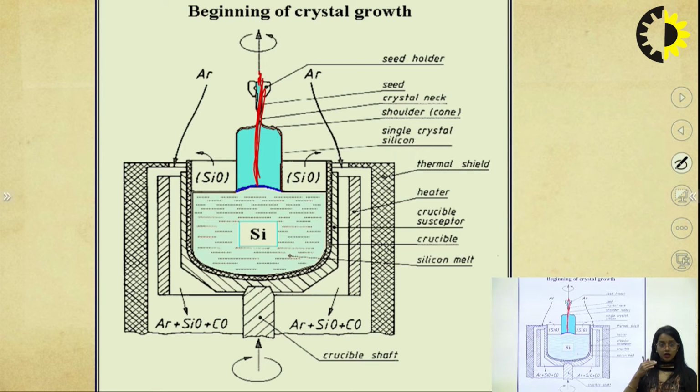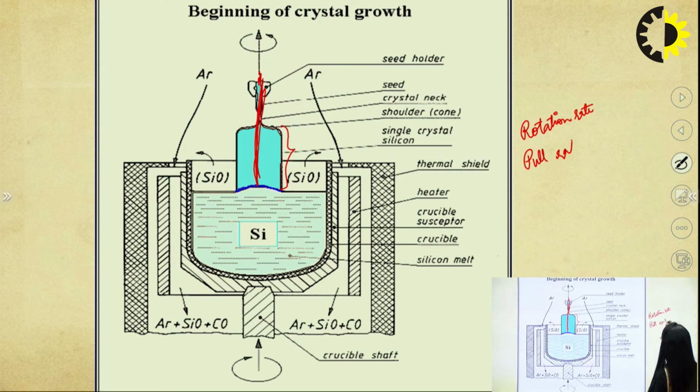At the same time, we are pulling it off. When we are pulling it off, we are getting a cylindrical structure. Here we can see how a cylindrical structure is obtained. So we should know what is the exact rotation rate, what is the exact pull rate, in order to have the correct size of the ingot.